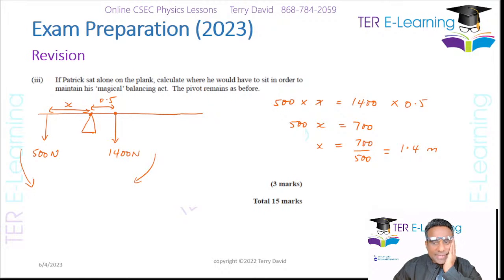Right, so some people saying they get 1.4, right? Alright, so let's see what else.